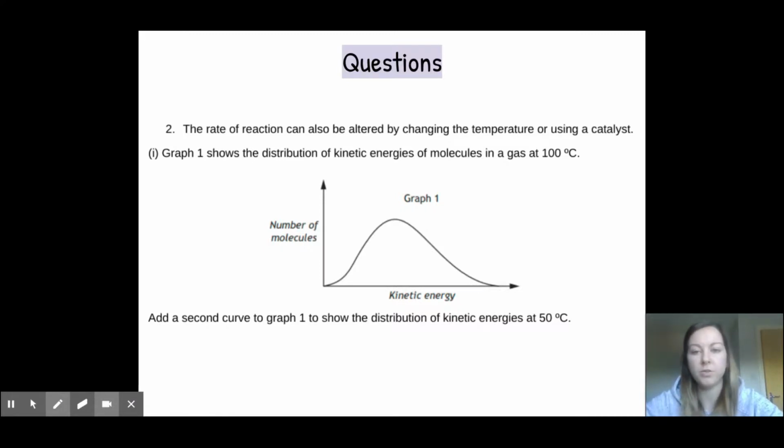Okay, number 2, the rate of reaction can also be altered by changing the temperature or using a catalyst. Graph 1 shows the distribution of kinetic energies of molecules in a gas at 100 degrees C. Do we see how these graphs are different? This graph is the distribution of kinetic energies of all the different numbers of molecules, and it tells you on it that it has number of molecules and kinetic energy. Now this is saying graph 1 represents 100 degrees C. Add a second curve to graph 1 to show the distribution of kinetic energies at 50 degrees C.